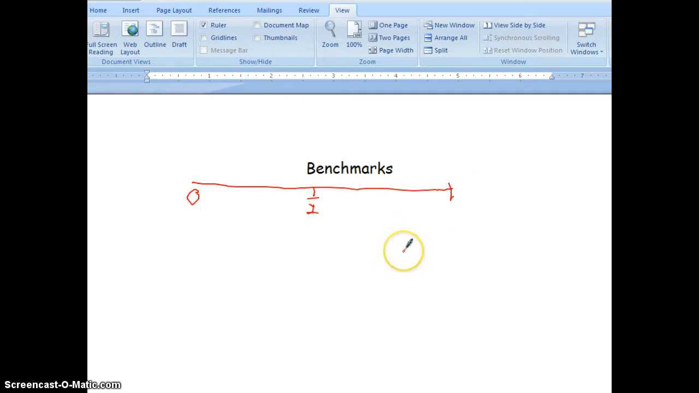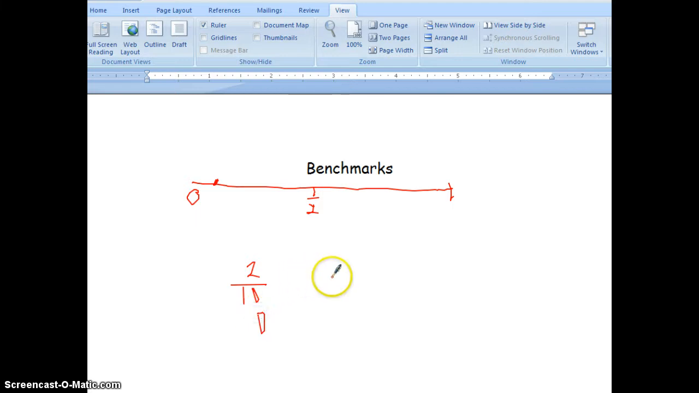For instance, if I had, let's say, 2 over 10, that is very, very close to 0. That would probably pop up right about here. And so I know its benchmark is about 0.